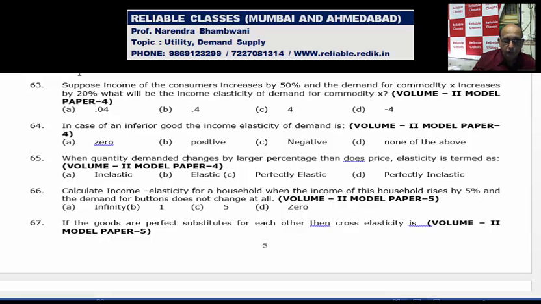65th: when the quantity demanded changes by a larger percentage than the price, income elasticity is termed as... price demand is changing faster, so it is termed as elastic.